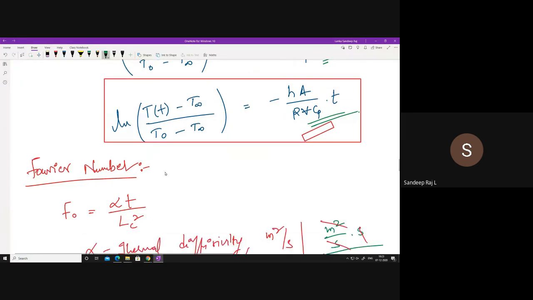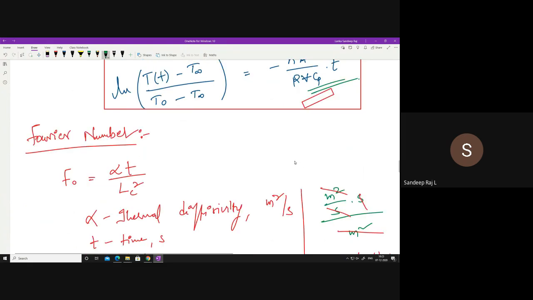Yeah. So this is the expression that you are going to get here. ln of (T minus T infinity) by (T naught minus T infinity) is equal to minus h A by rho V c_p times t. You will get this here.